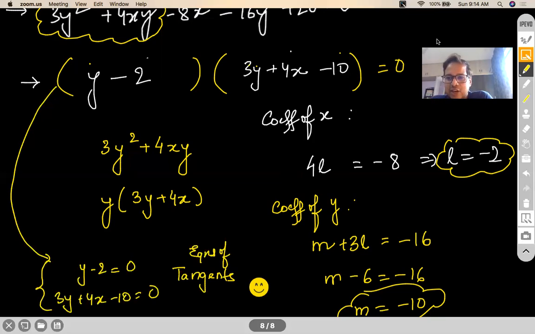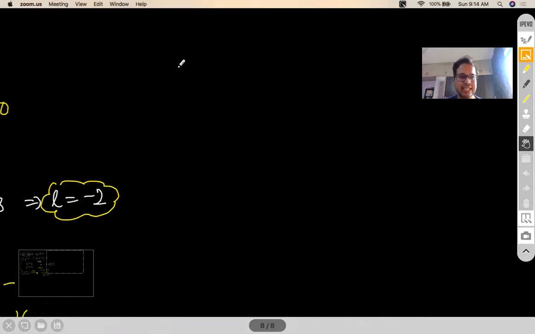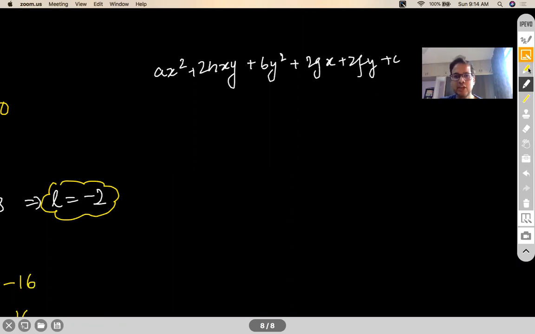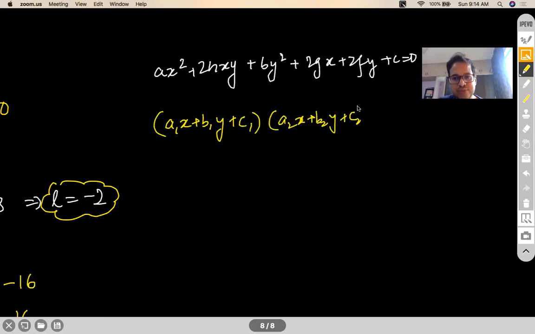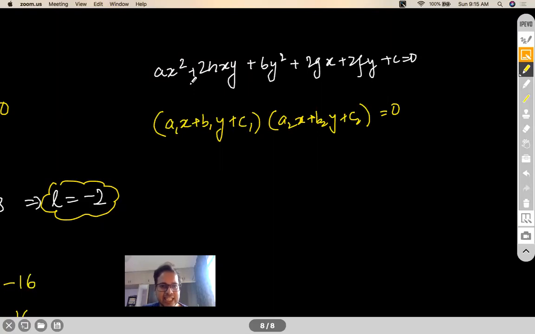Sir, by factorizing the second degree terms, how will we show that they will be in L1 and L2? See, normally, I'll tell you something very interesting. If you see your second degree terms in the equation, let me write it as 2hxy plus by square plus 2gx plus 2fy plus c equal to 0. Now, when this is actually made up of two lines, let's say I call one of the lines a1x plus b1y plus c1 and a2x plus b2y plus c2 equal to 0. If you know that these are made up of two lines, then these second degree terms would be made up of interaction of these two lines from each other.